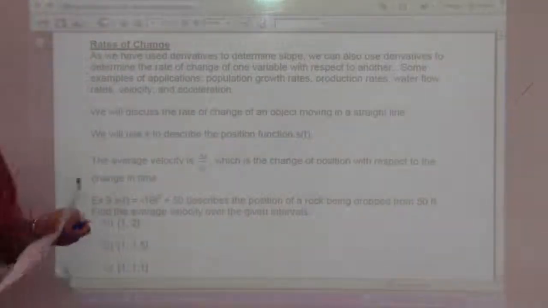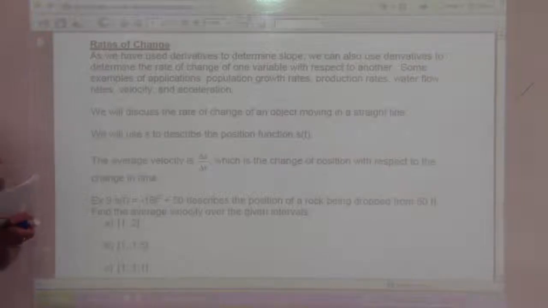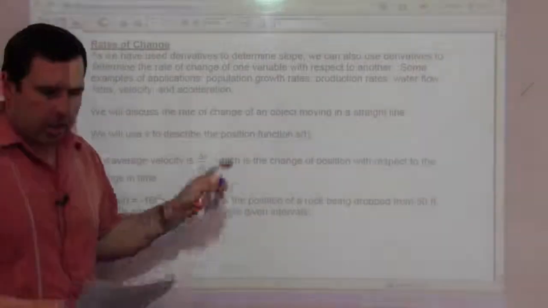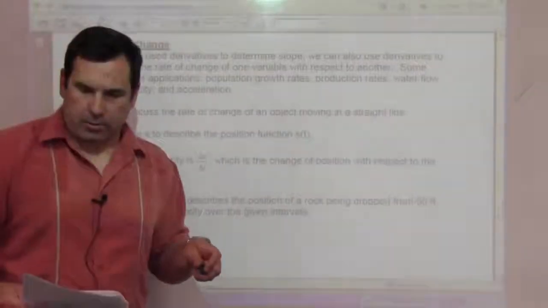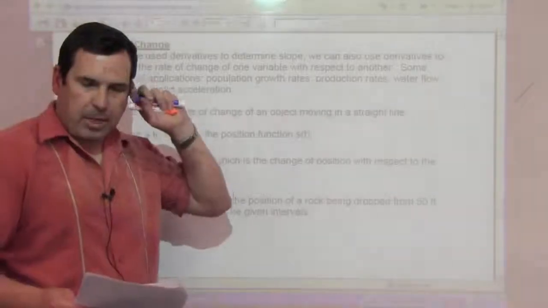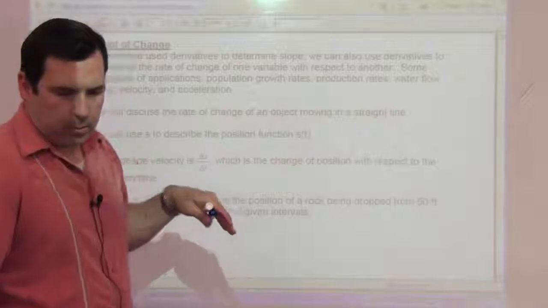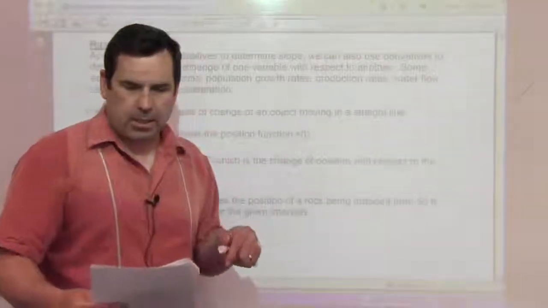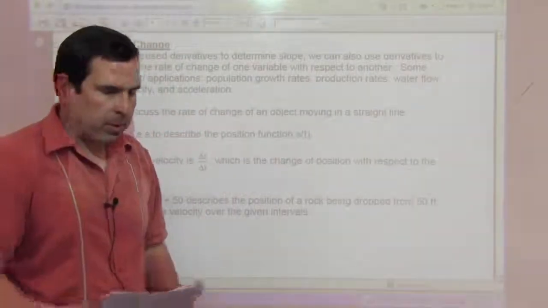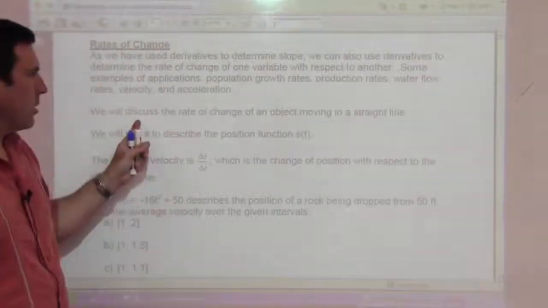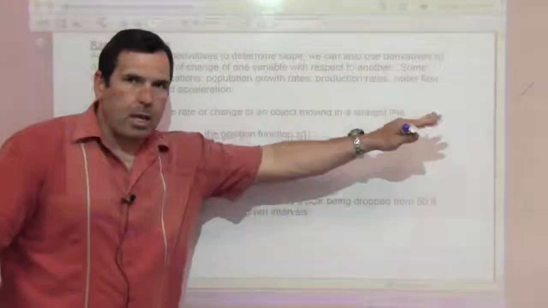As we have used derivatives to determine slope, we can also use derivatives to determine the rate of change of one variable with respect to another. Some examples of applications: population growth, production rates, water flow, velocity, and acceleration. So we'll discuss the rates of change of an object moving in a straight line.